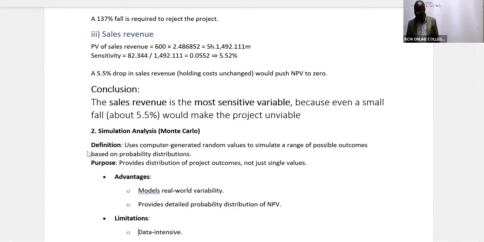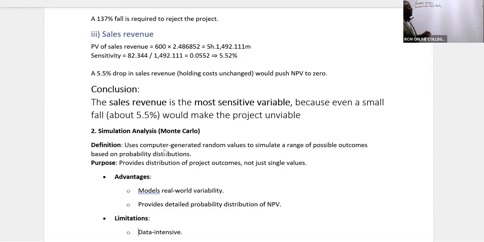So simulation uses computer-generated random values to simulate a range of possible outcomes, based on probability distributions. So the purpose here is to provide a distribution of project outcomes.